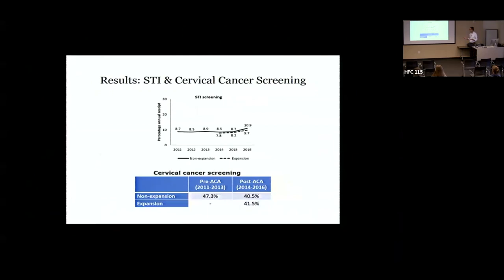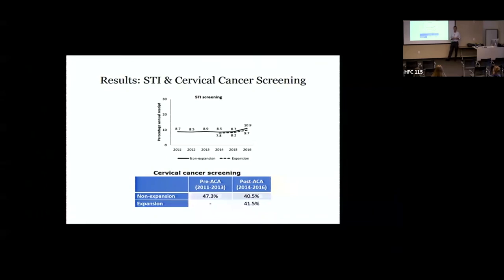For sexually transmitted infection screening, it's almost the opposite. The rate actually went up slightly, especially in the last year, and it was very similar for expansion and non-expansion women. You all have probably heard about pretty significant growth in STI rates in Oregon, so this really didn't surprise us. Cervical cancer screening, pre versus post ACA, went down from 47% of women to 40%. The first four graphs that I showed you are annual rates of screening or services.